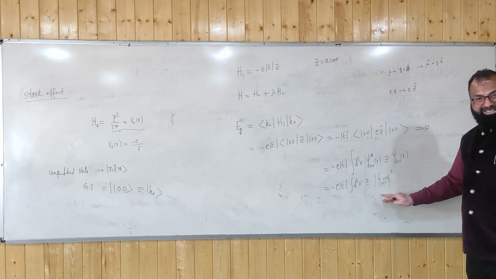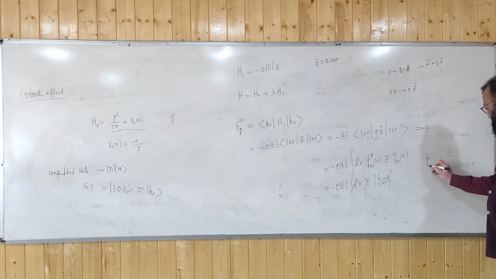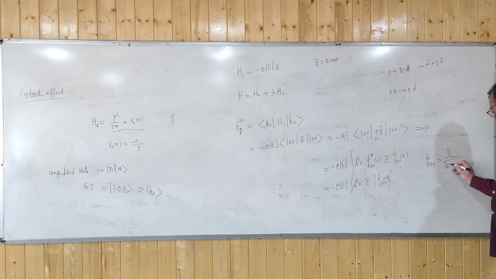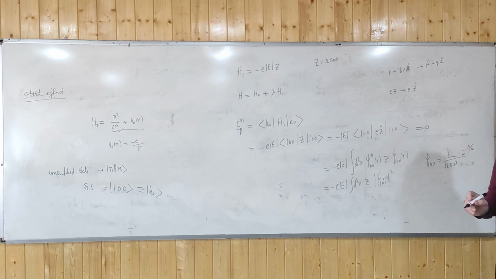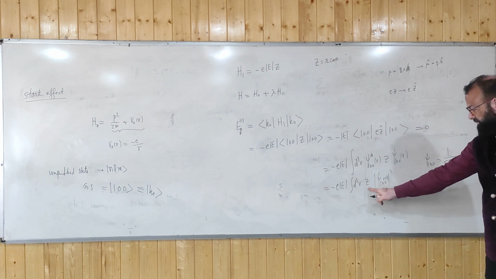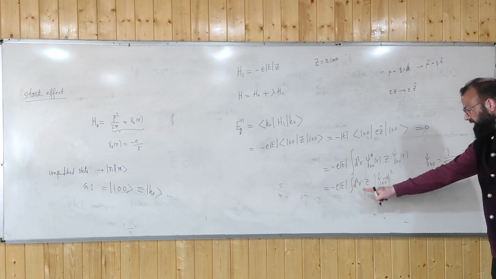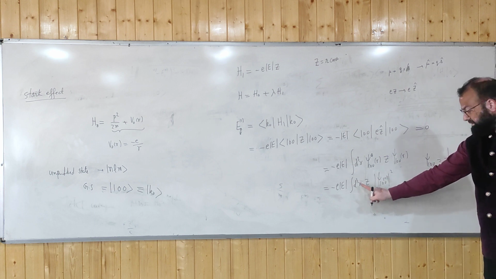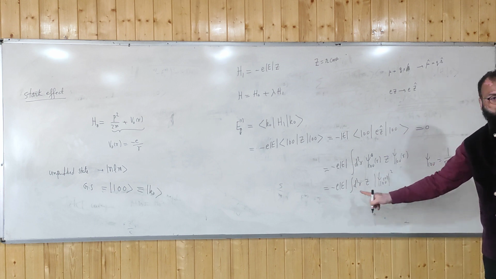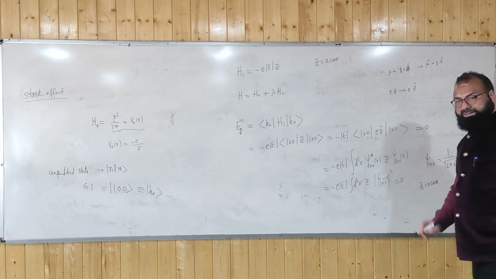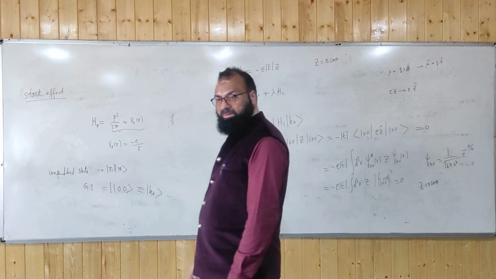So just do it. What is your ψ₁₀₀? Just do this integral. ψ₁₀₀ is 1/√(πa³) e^(−r/a). Clear? a is the Bohr radius. So just take this very thing. And what is z? z is equal to r cosθ. So you integrate this over φ, then θ, then over r, you will get this equal to 0. Clear? Understood?